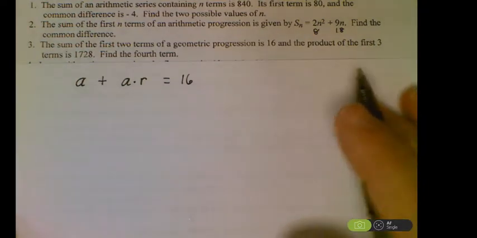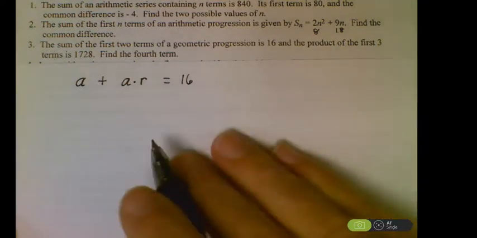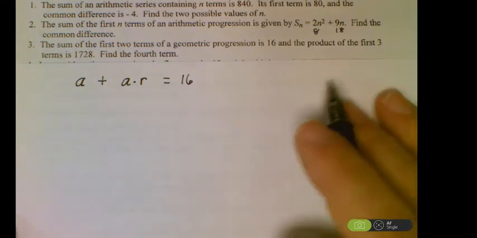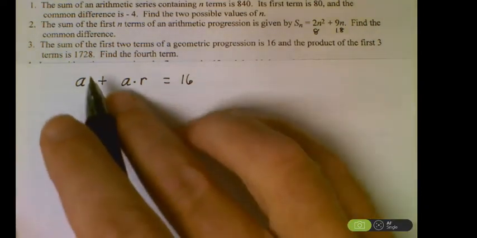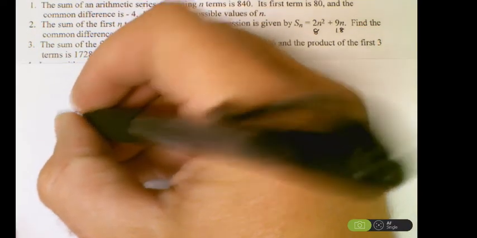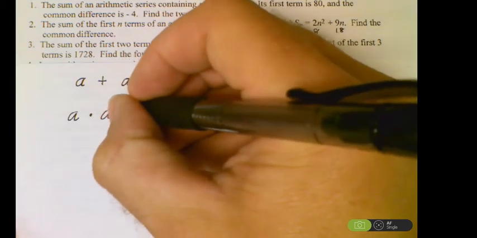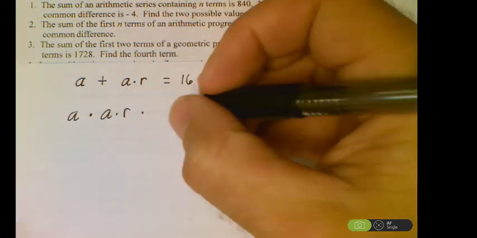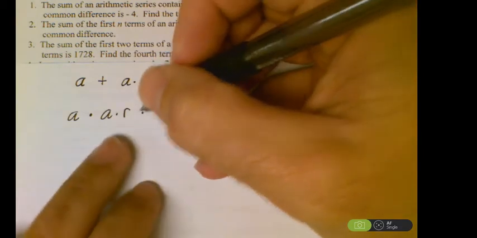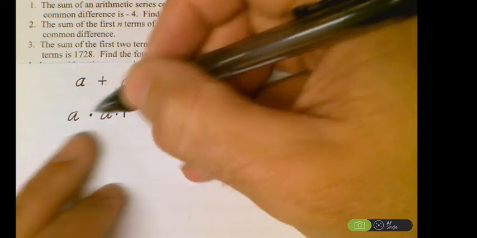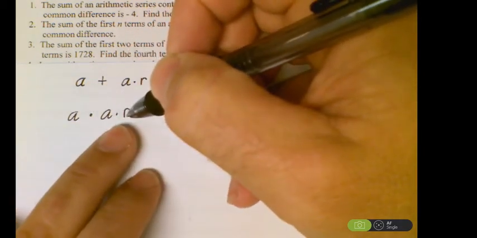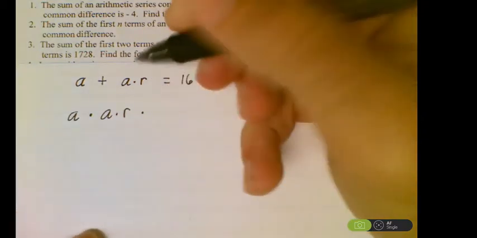We know the product of the first three is 1728. So we're going to use a similar idea and do a product and set that equal to 1728. So I know I have the first term times the second term times the third term. So keep in mind, if I were to multiply the first term times the common ratio, I get the second term. If I multiply by the common ratio again, I get the third term.